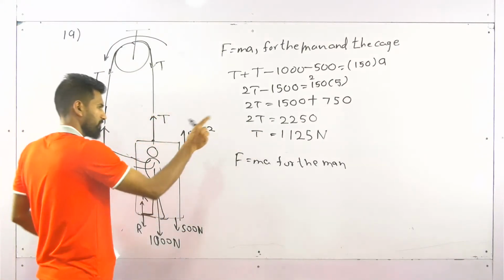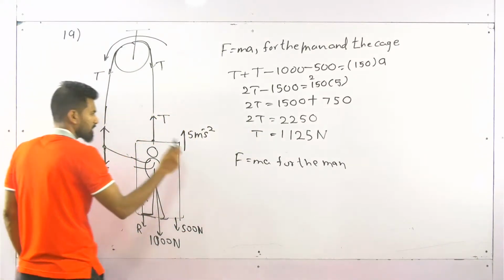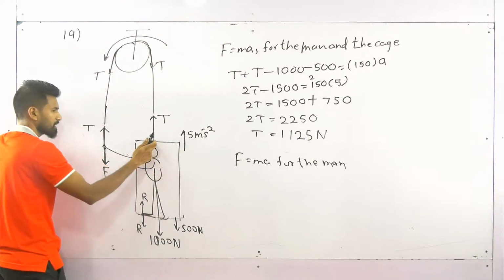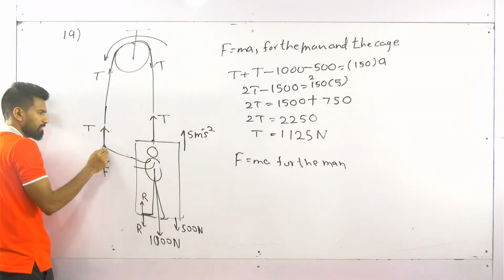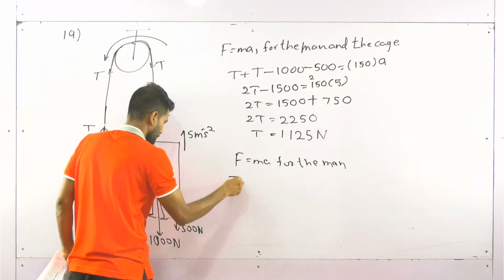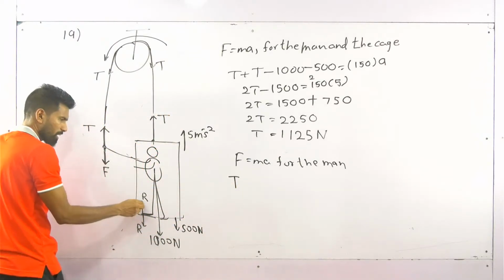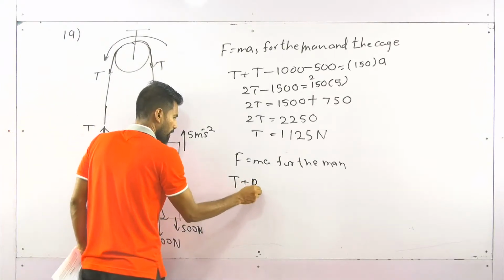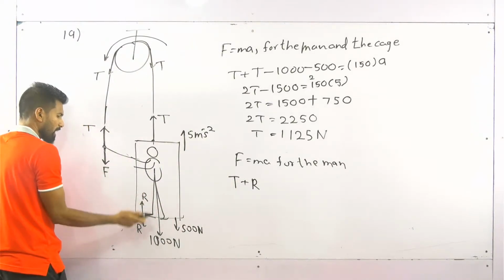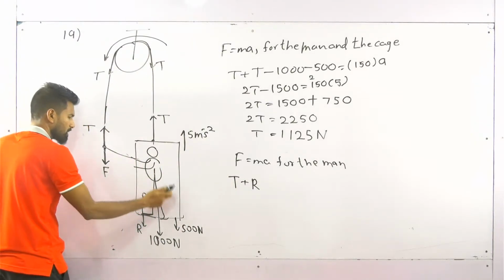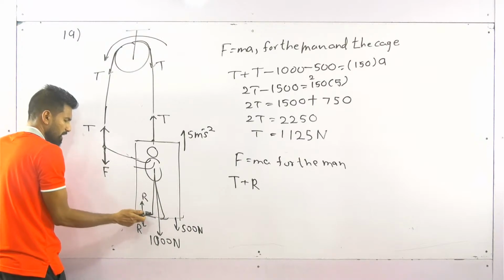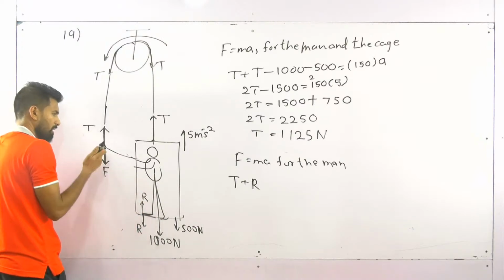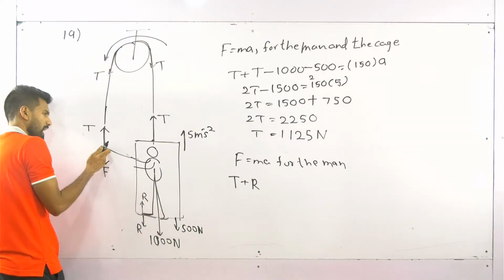Now I'm applying F equals ma for the man. When I'm considering the man, I don't need to consider the force acting on the roof of the cage. On the man's hand, there's a tension upward. On the man's leg, the normal reaction is upward. The two normal reactions will not cancel out, as I'm not considering the man and the cage both. I'm considering only the man. So on his leg, there's a normal reaction upward, and tension on his hand upward.